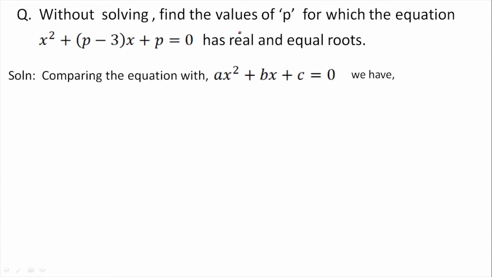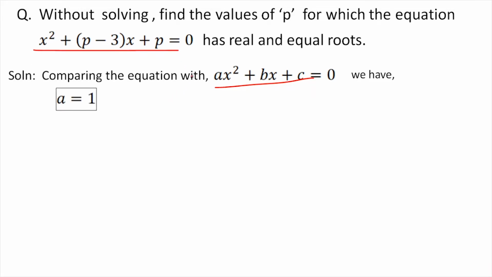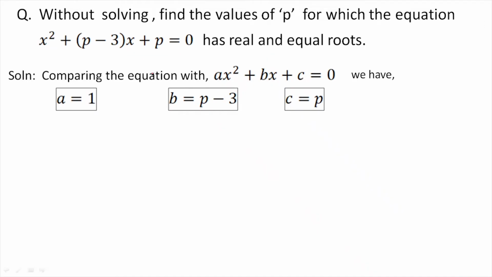So now comparing the equation ax square plus bx plus c equals 0 with this equation here, we have a to be 1. What is the coefficient of x square? It is 1. Oh, sorry, it is a here, it is 1. And what is the coefficient of x? That is b, and here it is p minus 3. So b is equal to p minus 3. And what is c? c is here p. So a is equal to 1, b is equal to p minus 3, and c is equal to p.